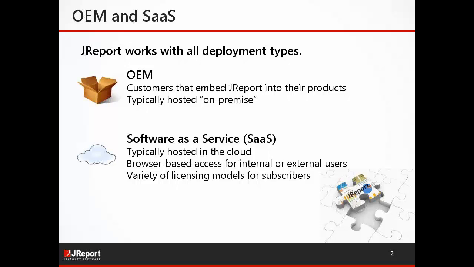The other popular deployment category is SaaS, where customers who want to provide reporting to their end users, whether internal or external, will typically host JReport on the cloud. It could be their private cloud, public cloud, or even hybrid cloud, which is a combination of both private and public. And customers will then offer their products with JReport embedded in it as a license to their subscribers based on whatever licensing model they use. And this is all independent of how JReport functions. So these are the 2 main popular deployment categories.